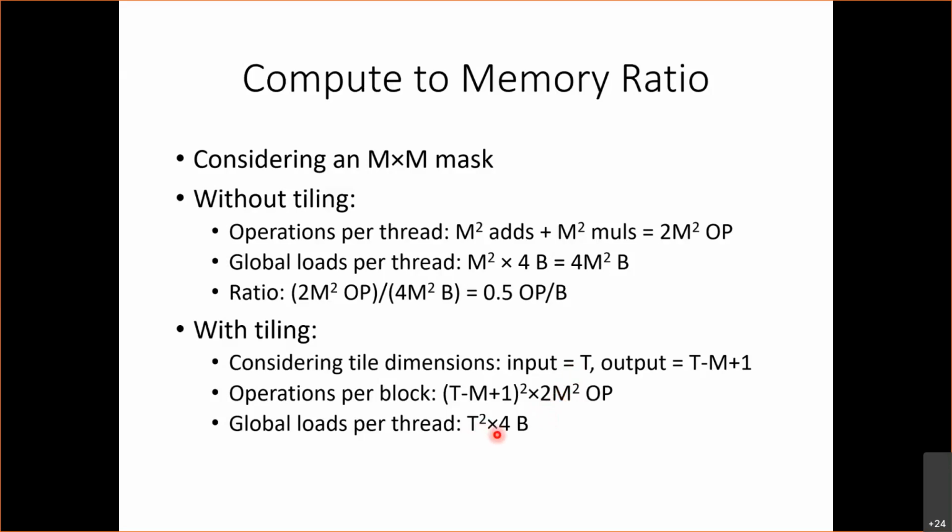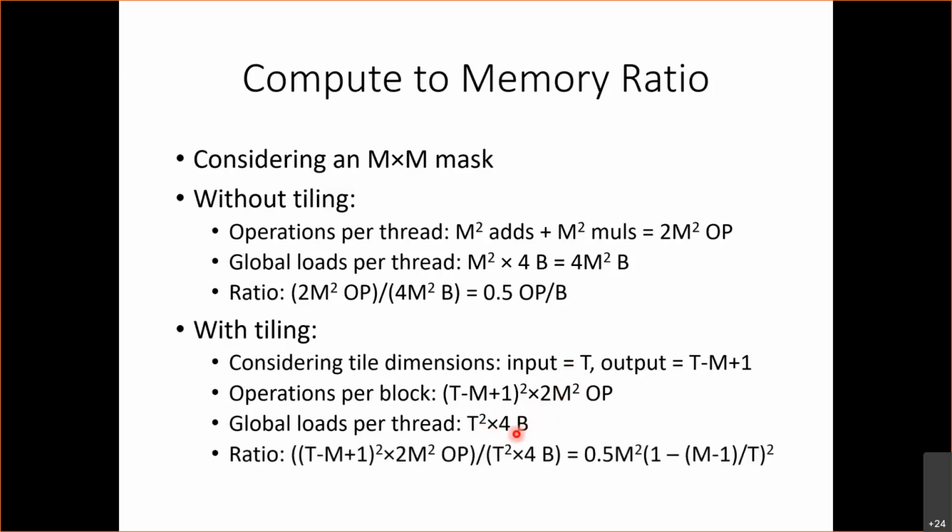So here we have t squared times 4 bytes. So the ratio is going to be this operation over here: (t minus m plus 1) squared times 2m squared, over t squared times 4 bytes. So it comes out to 0.5 m squared times (1 minus (m minus 1) over t) squared.